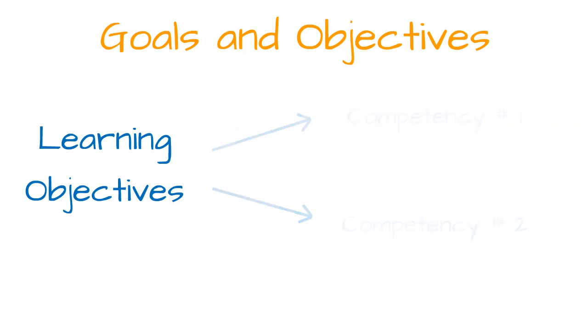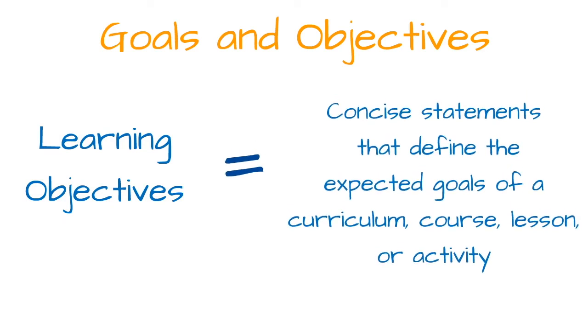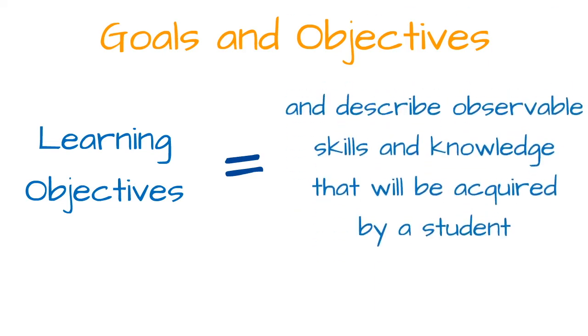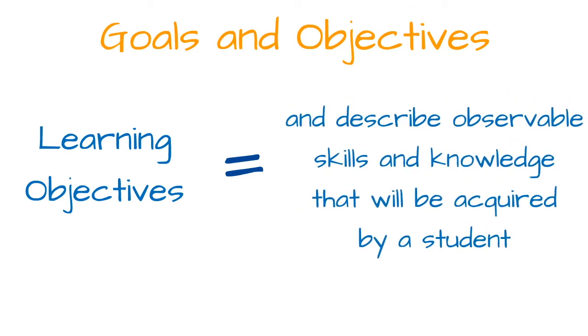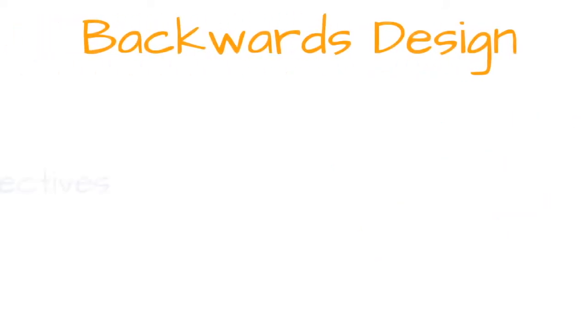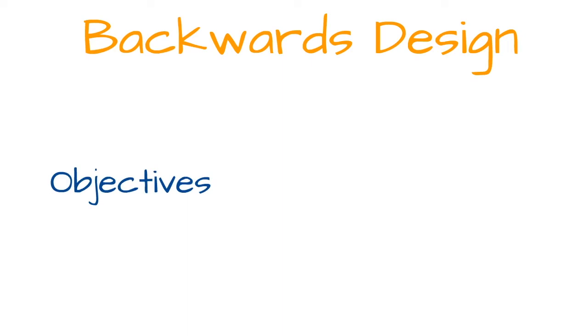Learning objectives are clear, concise statements that define the expected goals of a curriculum, course, lesson, or activity, and describe observable skills and knowledge that will be acquired by a student. Once competencies and learning objectives have been established, instructors can use a backwards design approach to work from the established objectives to create lessons that achieve the desired goals.